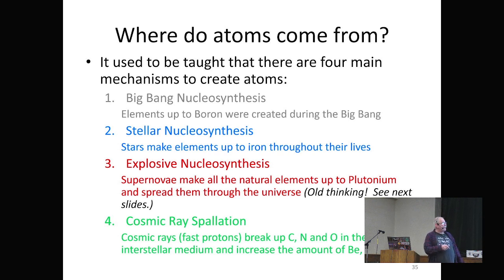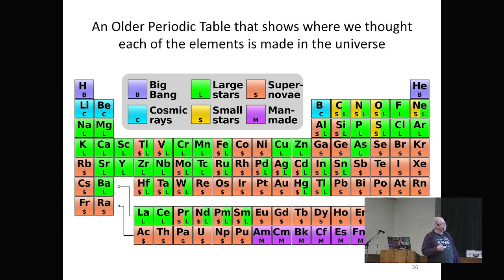And then cosmic ray spallation is another method of producing elements, where cosmic rays break up carbon, nitrogen, and oxygen and increase these elements: beryllium, boron, and lithium, which are not well produced in stars at all. So you have to rely on this process. And these materials, they're wonderful materials. I'm glad that the universe is old enough to have made enough of them, because they're really useful materials.